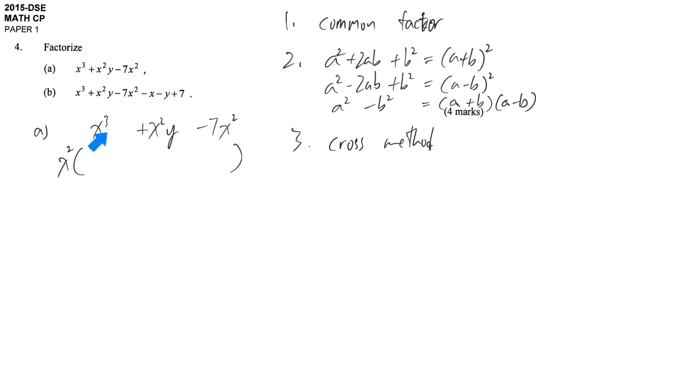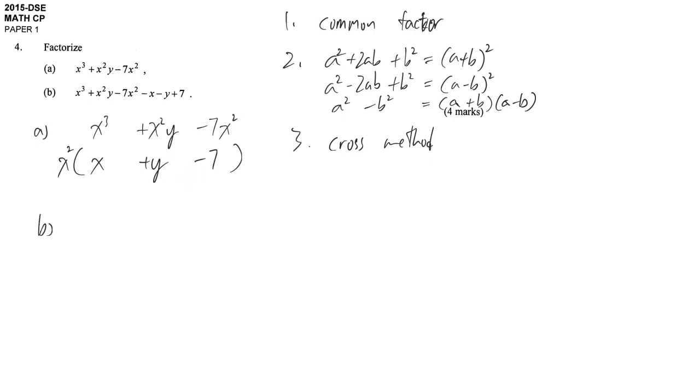What is left inside the bracket will be: x power 3 taking out x squared, so x power 1 is left. From the second term, x squared taken out, so only positive y is left. Finally, x squared is taken out from the last term, so negative 7 is left. And then we check here, can what is inside the bracket be further factorized? It is x power 1, y power 1, and no other common factor. So we can't further factorize it, and it's considered as our answer in part A.